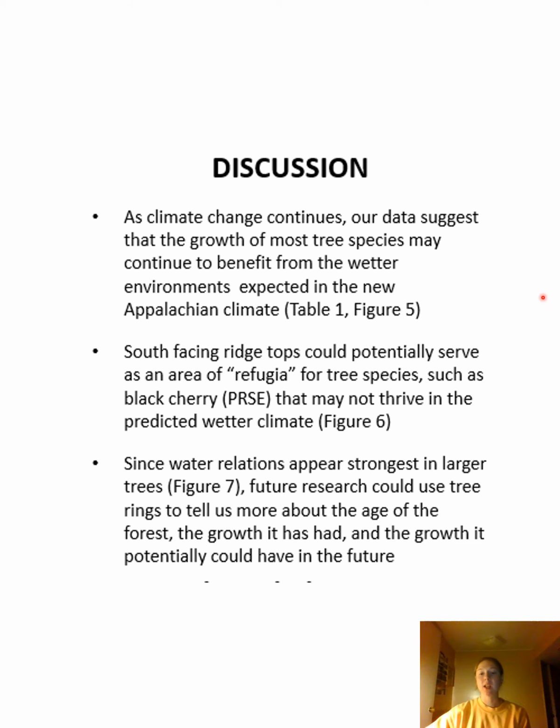And so what does all this mean? This means that we will most likely see a majority of the tree species continue to benefit from the wetter environment that's predicted in the new Appalachian climate, and that the south-facing ridge tops that experience more solar radiation will potentially serve as an area of refugia for certain tree species that just aren't able to thrive in the wetter climate, tree species like black cherry that we saw in the past figure.